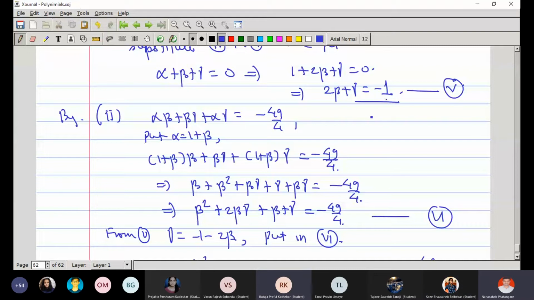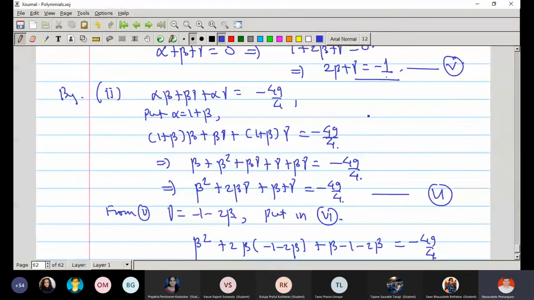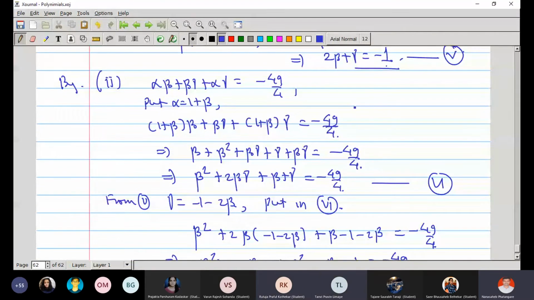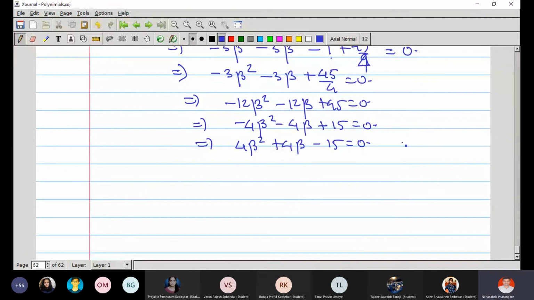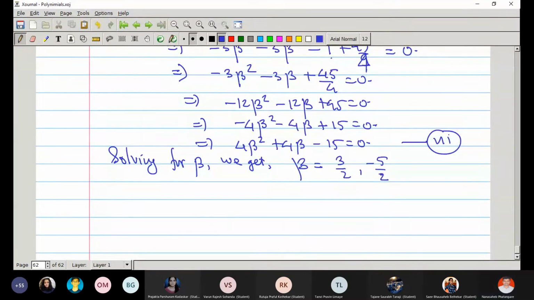So the roots are 3 by 2 and minus 5 by 2. Okay, the final expression is correct. Now solving for beta, what are the values of beta? 3 by 2 and minus 5 by 2. Okay, very good. Are these correct roots? Yes, sir.